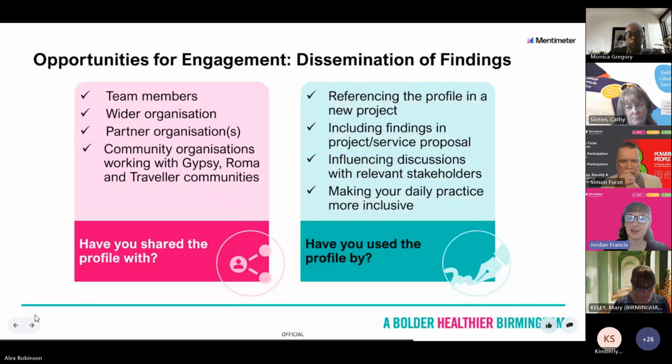And potentially, if you're not in any of those spaces, just acknowledging some of the inequalities and some of the points we've talked about today to make your daily practice more inclusive, and have that in the back of your minds when making your decisions on a daily basis.